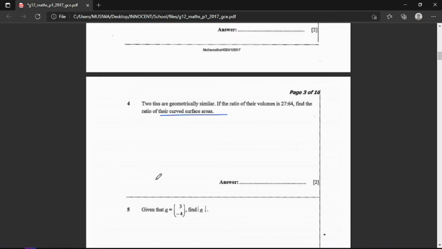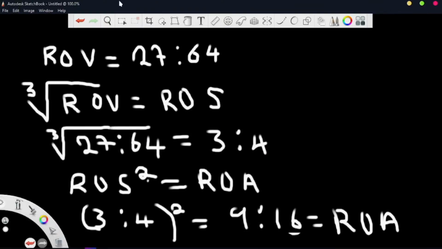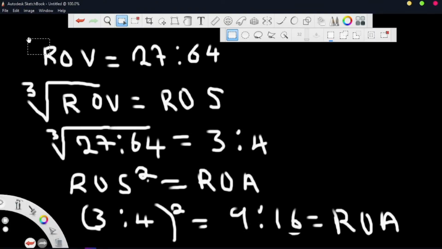So we have done question 4. Let's go on to question 5. Let's do question 5 together.